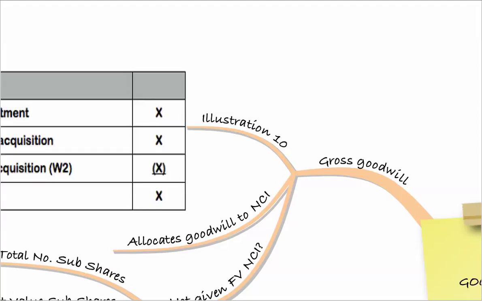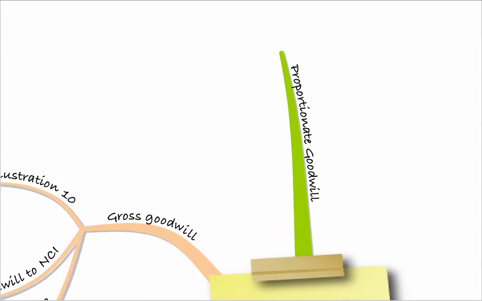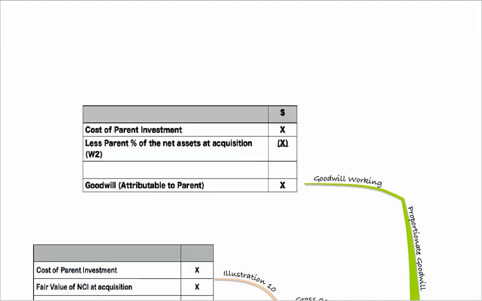Now, that's the goodwill we've used up to date. I want to also note that IFRS 3 allows us, if we choose, to calculate proportionate goodwill. This is the way it was done before gross or full goodwill was introduced. So this was the goodwill working: cost of investment of the parent, less the parent's percentage of the net assets at acquisition from working 2. And that gives you the goodwill. Do note that that's goodwill attributable to the parent. There wouldn't be any goodwill attributable to the NCI in this instance.